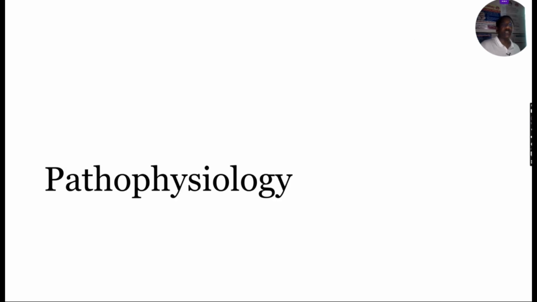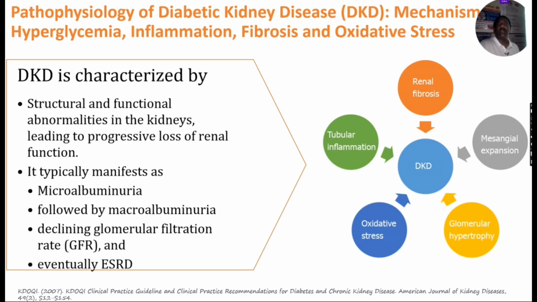So what is the pathophysiology of CKD? See, the mechanism involves hyperglycemia, inflammation, fibrosis, and oxidative stress. These are very important. With hyperglycemia, the more the blood sugars, definitely it causes oxidative stress, it causes endothelial damage, it causes vascular inflammation, and there will be fibrosis in your glomerulus or in the tubules. All these will lead to diabetic kidney disease.